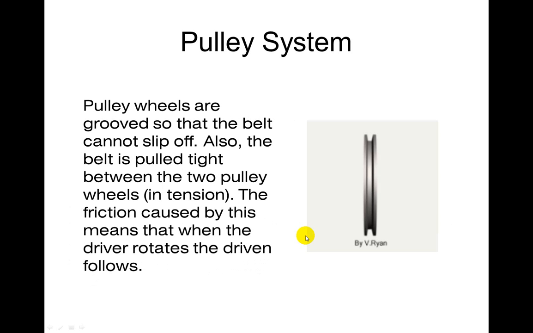Right, so pulley wheels are grooved so that the belt cannot slip off. Also, the belt is pulled tight between the two pulley wheels in tension. The friction caused by this means that when the driver rotates, the driven follows.